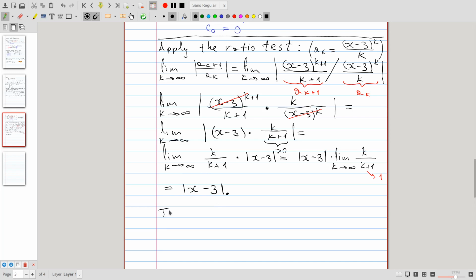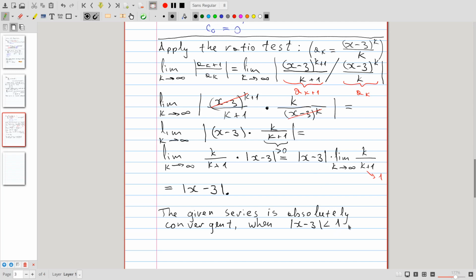So the series is absolutely convergent when this expression is less than 1. So this is the conclusion of the ratio test.